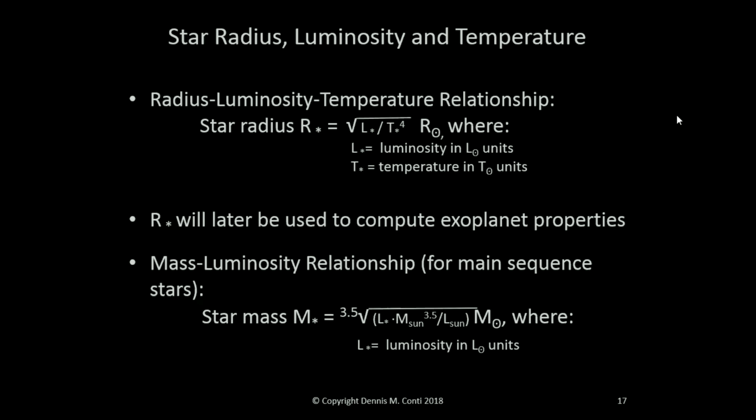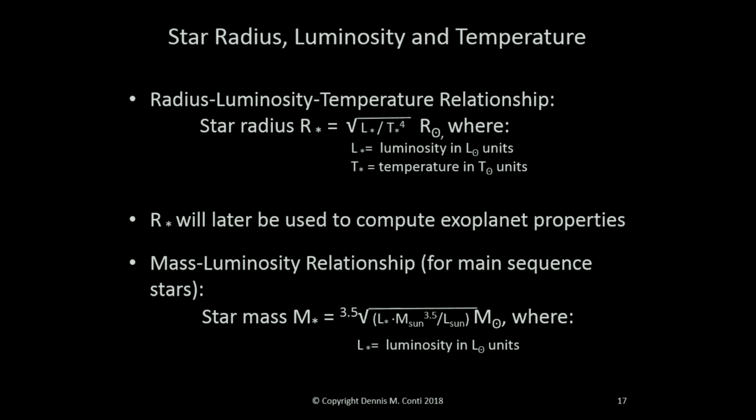Another important relationship is that the radius of a star is a function of its luminosity and temperature. So as we just saw, given the spectral type of a star, that is to say its color, one can get its luminosity, one can get its temperature, and then from the formula that you see here, one can estimate its radius. The radius of a star, our star, is very important because it can later be used to compute some important properties of an exoplanet, in particular, the radius of the exoplanet itself.